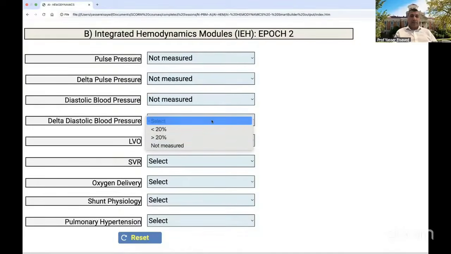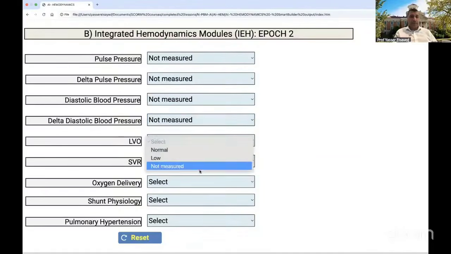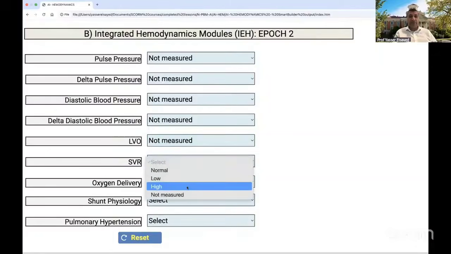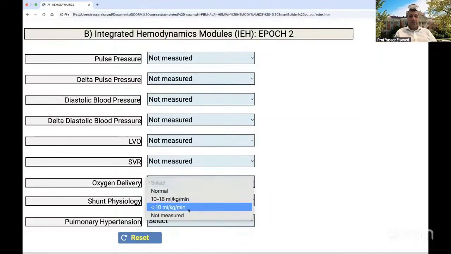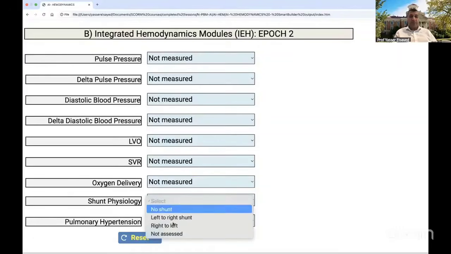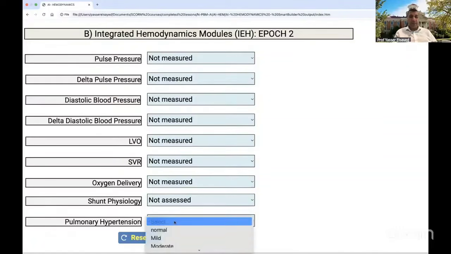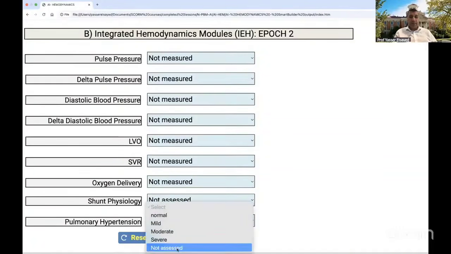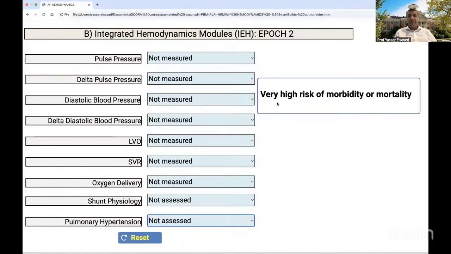And then the delta diastolic blood pressure not measured, cardiac output was not done. That's before the era of targeted neonatal echo. Systemic vascular resistance not measured. Oxygen delivery not assessed, which is a very important, helpful tool to understand and also easy to calculate. And shunt physiology not assessed. Pulmonary hypertension not assessed typically. Echo is not done. So you have very high risk of morbidity and mortality. So that was upgraded from moderate to very high risk.